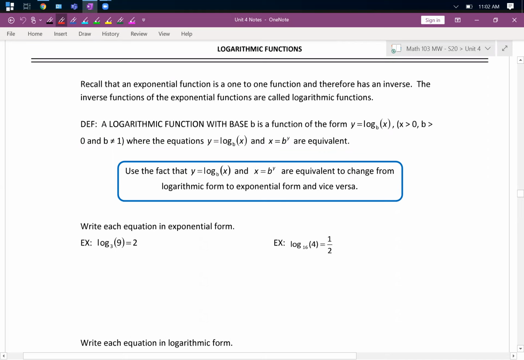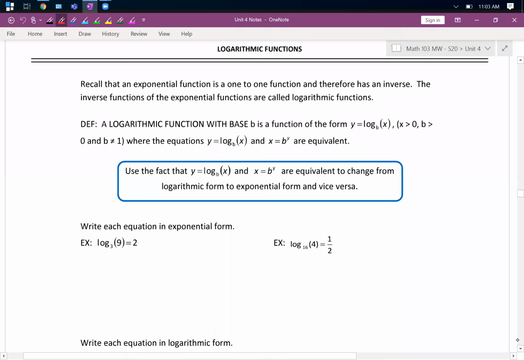So a logarithmic function with base b is a function of the form y equals log base b of x, where x is strictly greater than 0, b is strictly greater than 0, and b is not equal to 1, and the equations y equals log base b of x and x equals b to the y are equivalent.